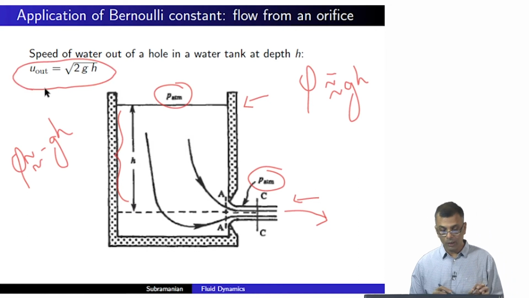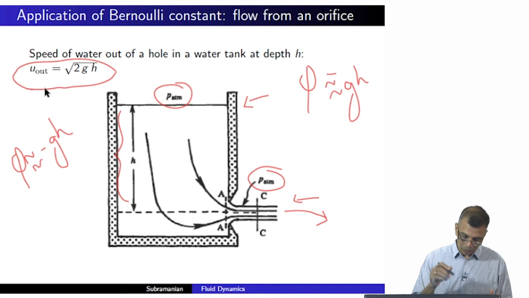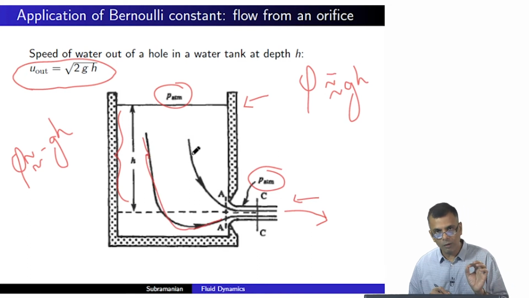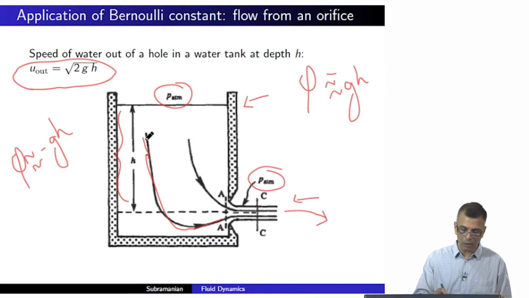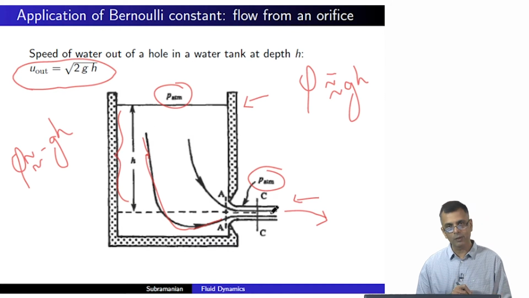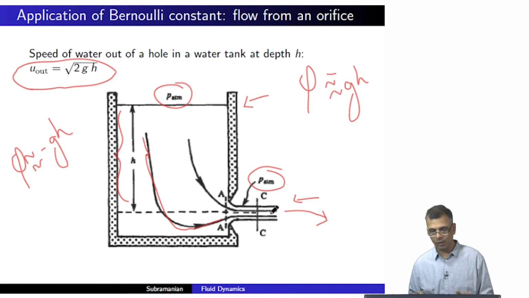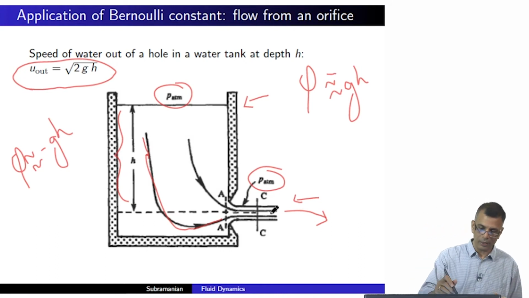What did we do? We applied Bernoulli's constant to a particular streamline, to one streamline like this. Okay, so we invoked energy conservation along a particular streamline. This is what we did, and that immediately gives you this familiar result. Okay, let's go to another nifty result, and that is this.